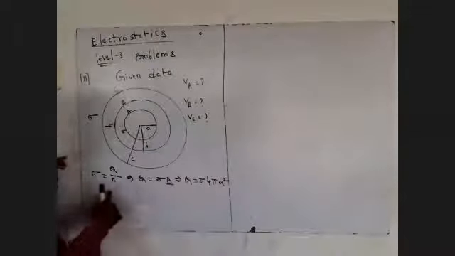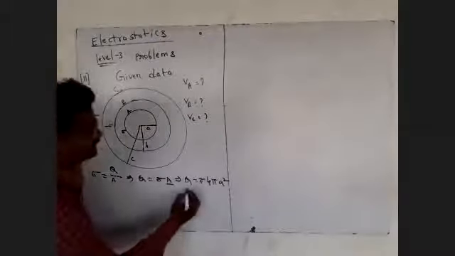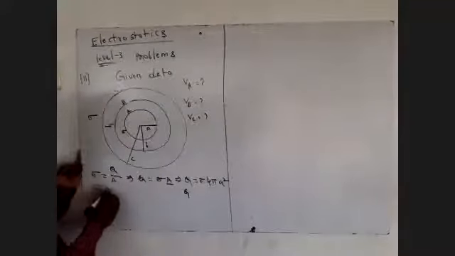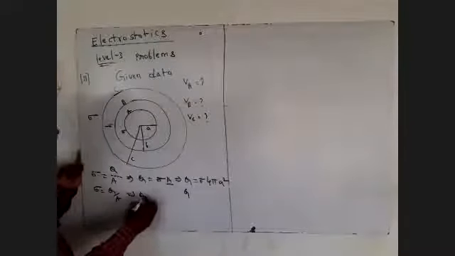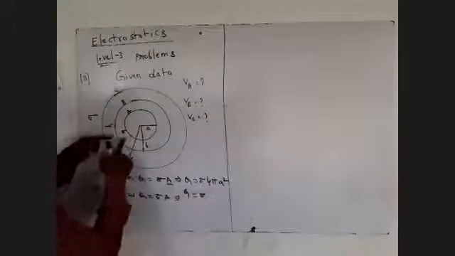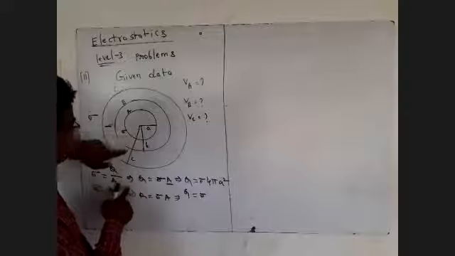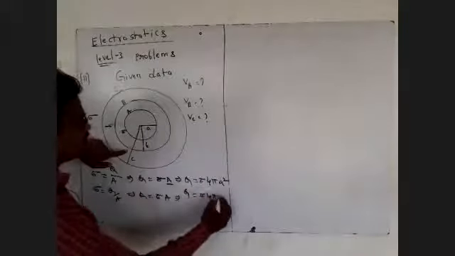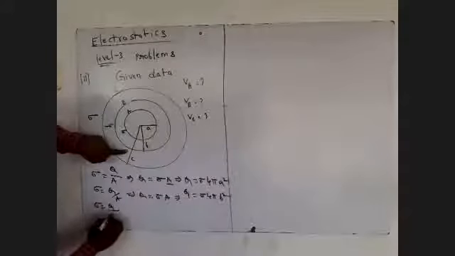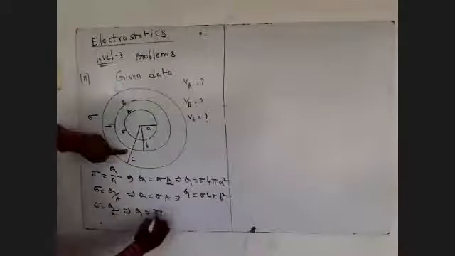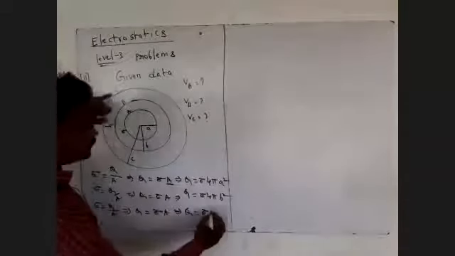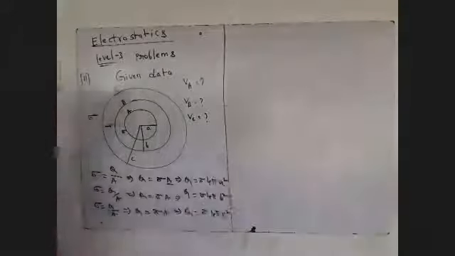Similarly for the B body, sigma is equal to Q by A, same formula, so Q is equal to sigma A. For the second concentric shell, the area is 4 pi B square. For the third, sigma is equal to Q by A, so Q is equal to sigma A, and the area is 4 pi C square.